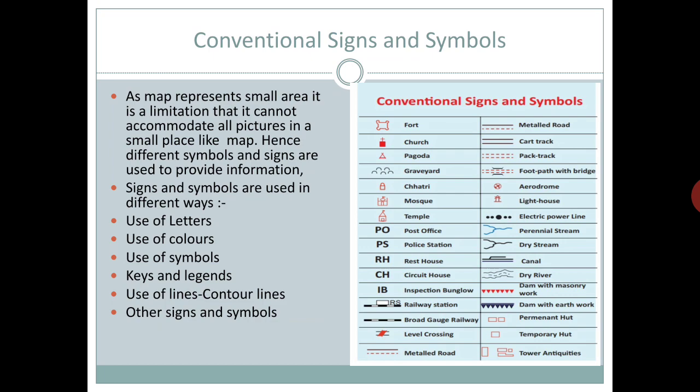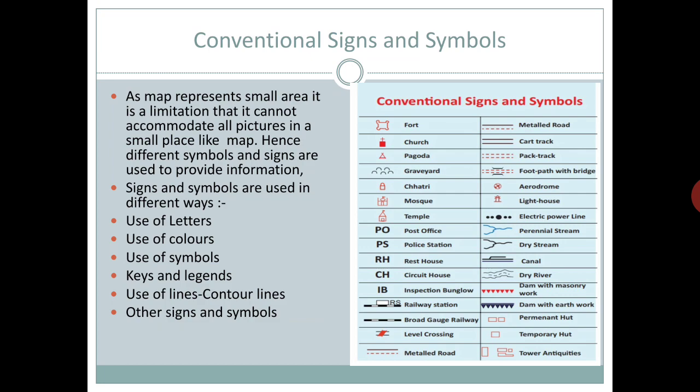Then the key and legends. Key and legends are some key features also written at the bottom of the map to show you what each symbol means. And use of lines of equal value can be used to denote height of a place or temperature. Contour lines join places that are of the same height, while isotherms join places that experience similar temperature.